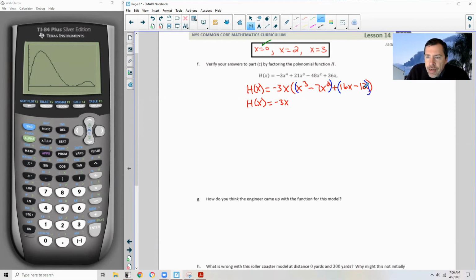Well, 7 does not go into 12, so that's not going to work. So you always check that first. So we can't factor that by grouping. So another thing we can do is look at the graph. And notice that it's 0 at x equals 3.